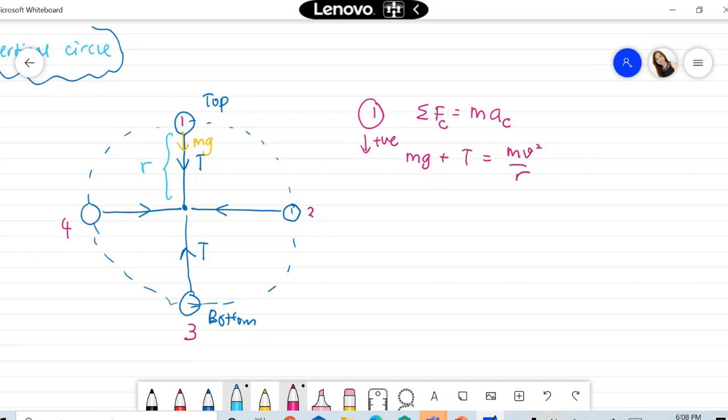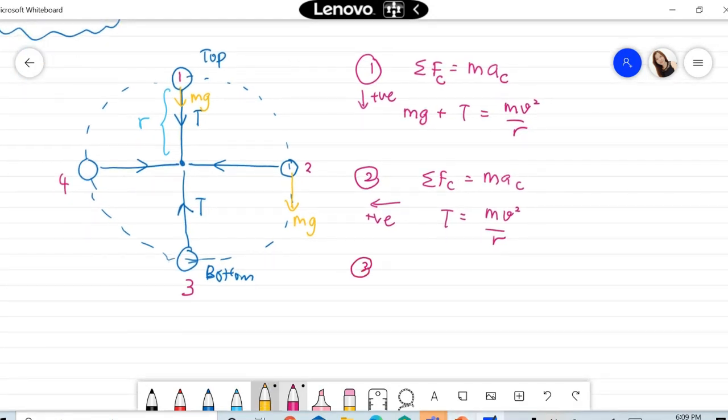Okay, at position number 2, if I draw the free body diagram, mg will be here, always directed downward. Now we investigate centripetal, so I know that centripetal force is along the x-axis. So I take this as positive. At position number 2, towards the left is positive, because AC is always towards the center of the circle. Right? Centripetal force only exists along the x-axis, or along the horizontal component, and this one is T equal to mv squared over r.